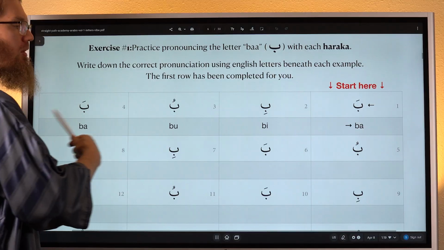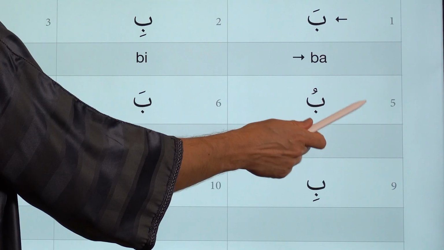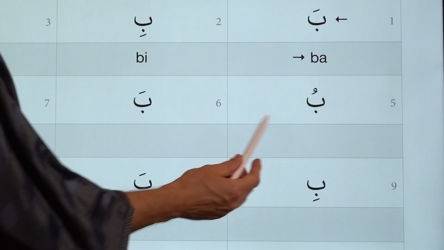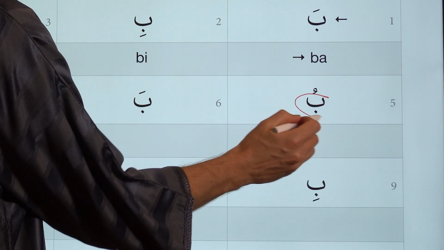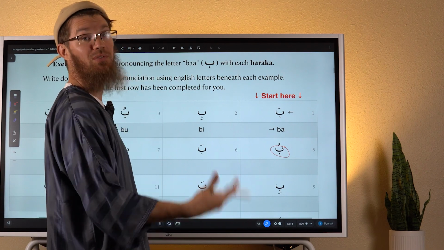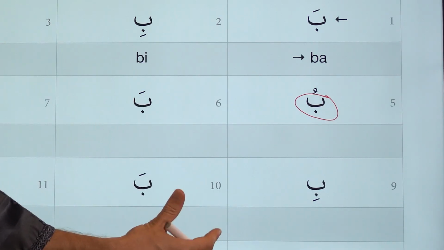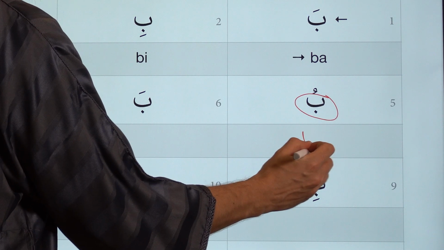So the first row is already completed for you. Let's try one that hasn't been completed yet. Let's go to number 5. So the first thing we're going to do is what? Look at the letter. What letter is this? This is the letter ba. It's the only letter we've learned. What English letter are we going to write corresponding to the letter ba? I'm going to write a B.